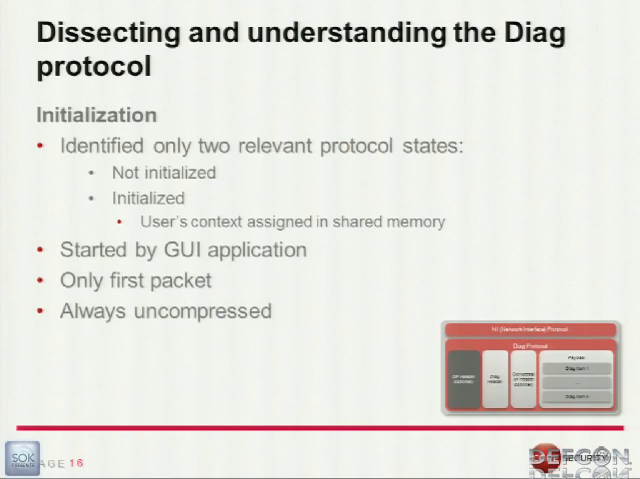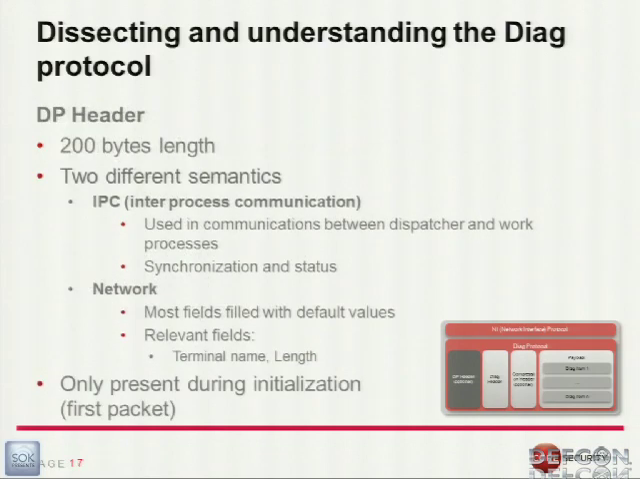And during my test, I only identified 2 relevant states of the protocol: when the connection is initialized or not initialized. So there's nothing more on this. The DP header is a 200 byte length header, and it has 2 different semantics.